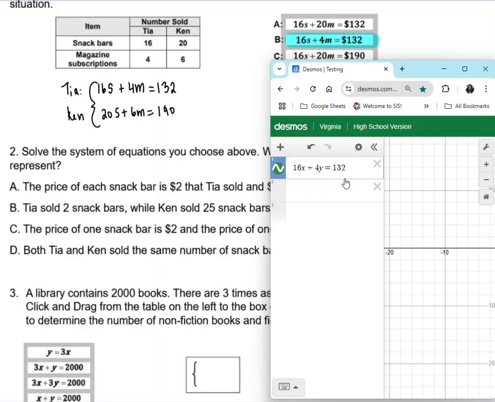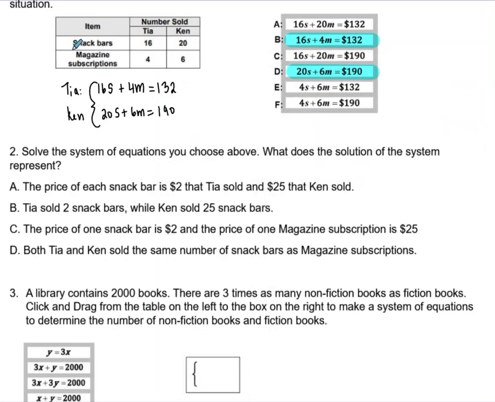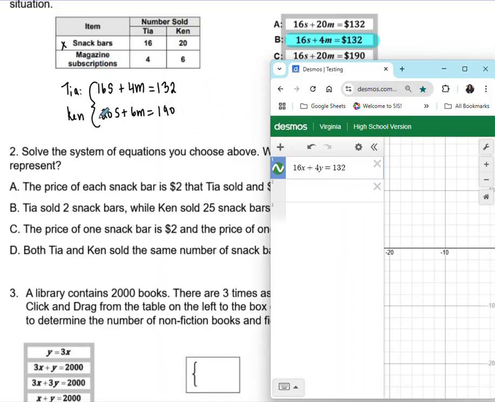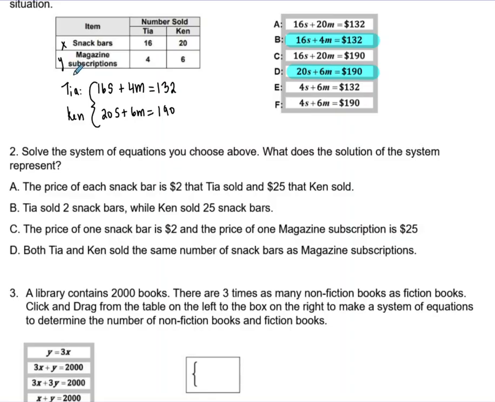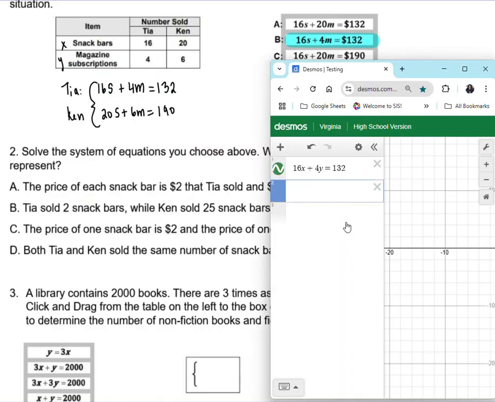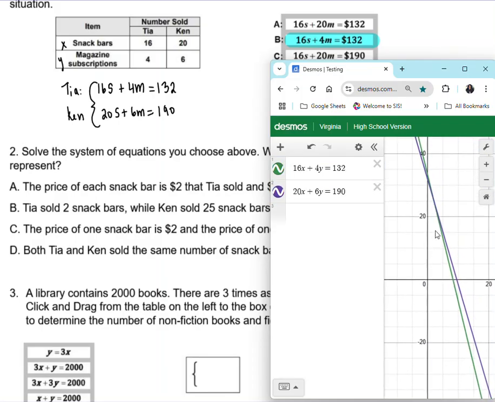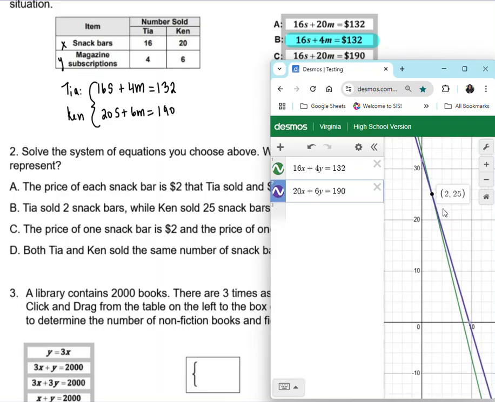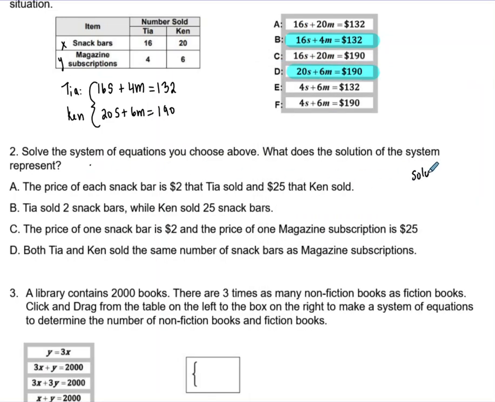Notice I changed the S, which represented snack bars, to X for snack bars. And then Y I put for magazines. I just want to keep track of that because that's going to help me with what my solutions look like. All right, on the next one, I have 20x plus 6y equals 190. And then I'm just going to see where they cross each other right there. So it looks like my solution is (2, 25). So the solution is (2, 25).